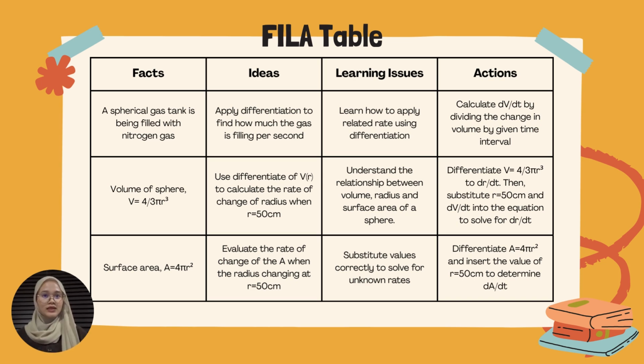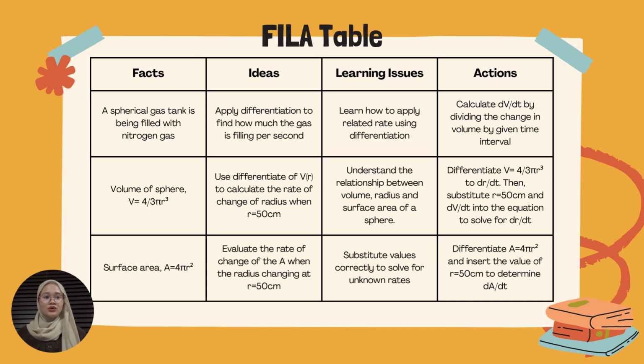For the second one, the fact that we know is the volume of a sphere is V equals 4 over 3 pi r to the power of 3. Using the idea that we know, I use differentiation of V with respect to r to calculate the rate of change of the radius when r equals 50 cm.